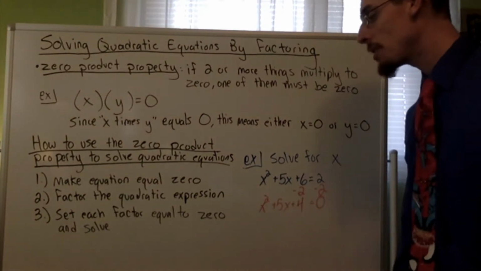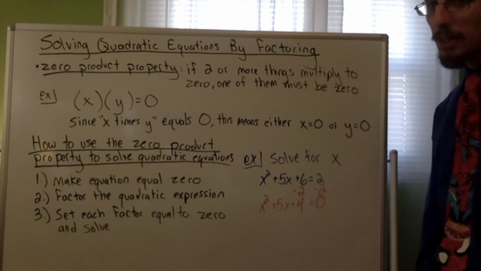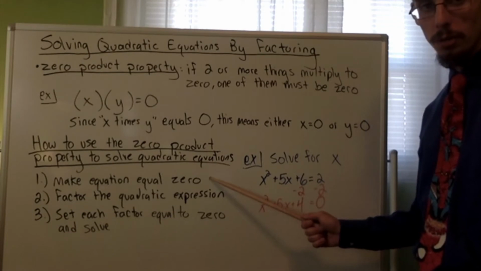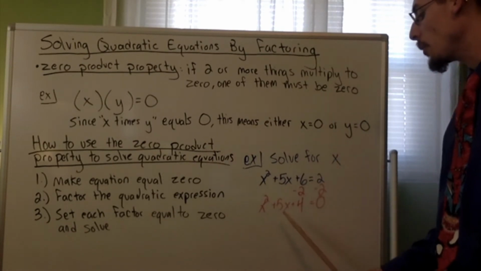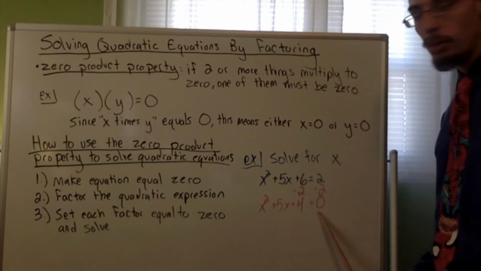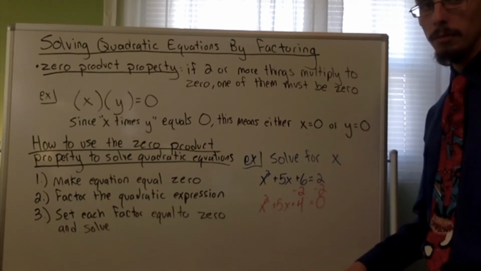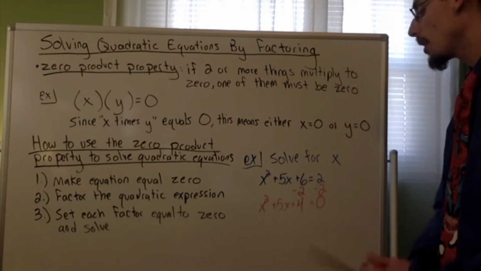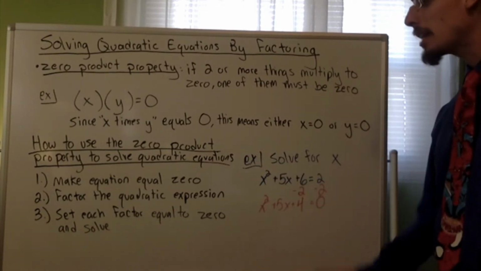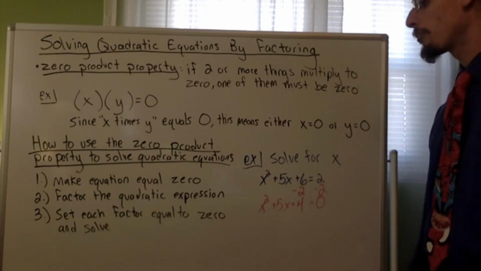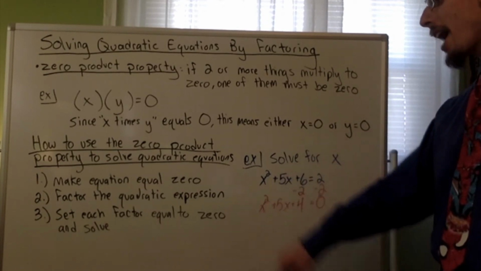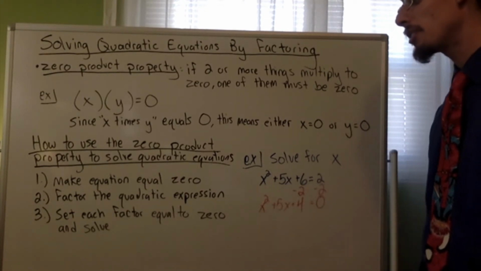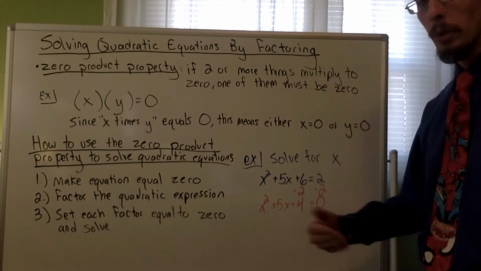Now I will tell you that most of the time, not all the time, but most of the time, the first step is actually done for you. A lot of the problems that you'll see will already equal 0, which means you just don't have to do the first step, right? You can just move on to step 2 and step 3. So I've done that, I've made the equation equal 0. Now I have to factor the quadratic expression. This is what we had spent 2 weeks doing before we left for this break.